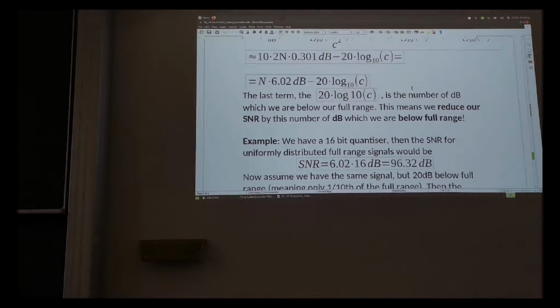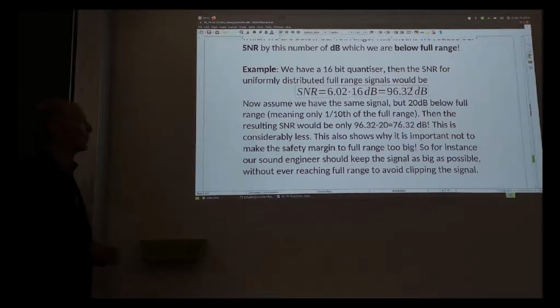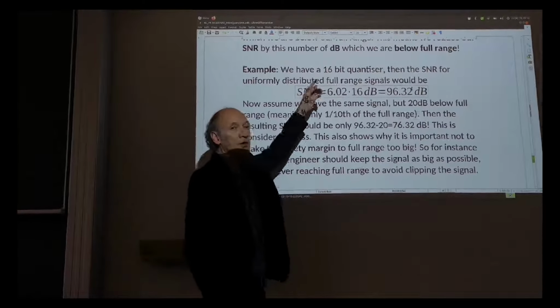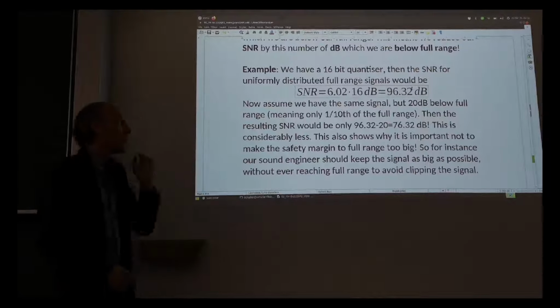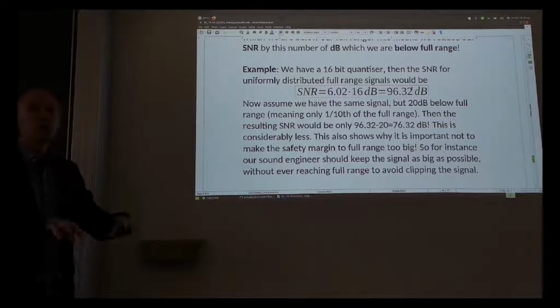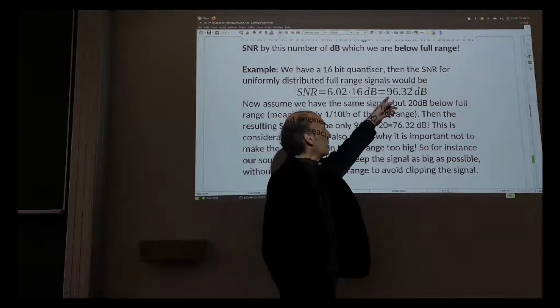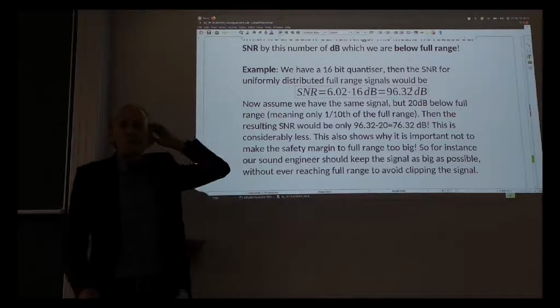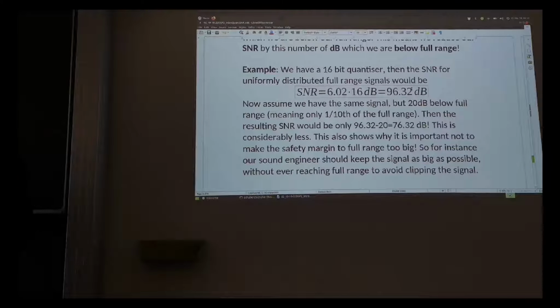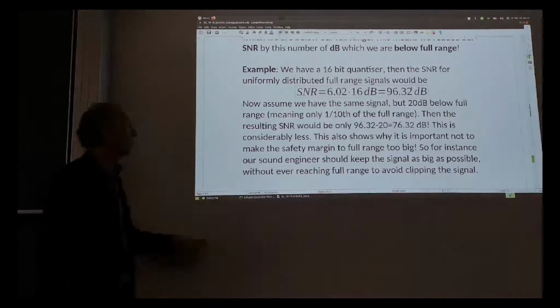Yeah, example, this is the famous example for the CD. We have a 16-bit quantizer. This is the audio CD format, 16 bit, and in this case of the uniformly distributed full range audio signal, we get 96 dB SNR. But keep in mind, this is only the ideal case. So usually you want to stay below full range, and then this becomes less.